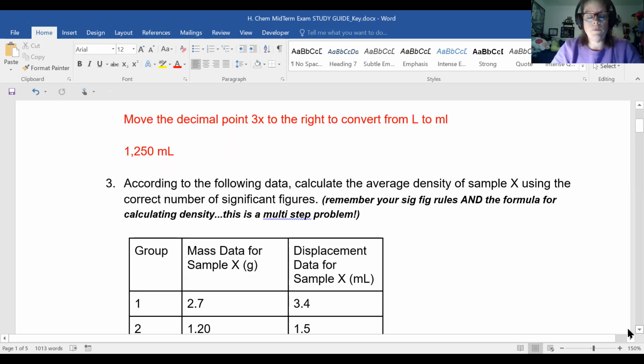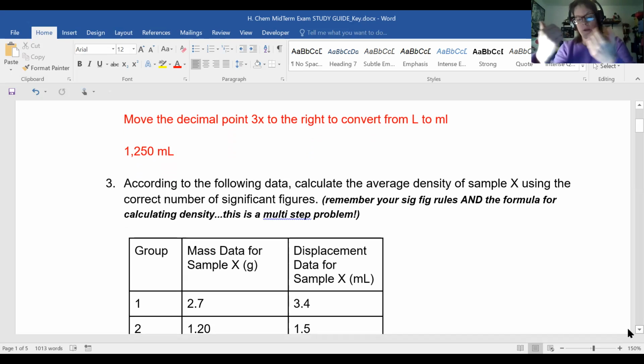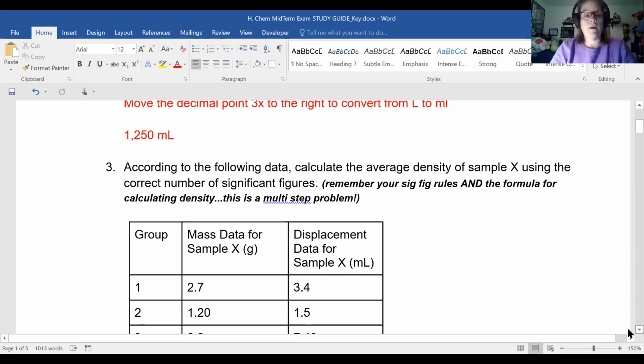Just remember when you're moving the decimal point, sometimes you might have to move it in the other direction, whichever way you have to move it using the prefixes on that chart. That would be the way that you would move your decimal point. You find out where you start and where you need to end up.